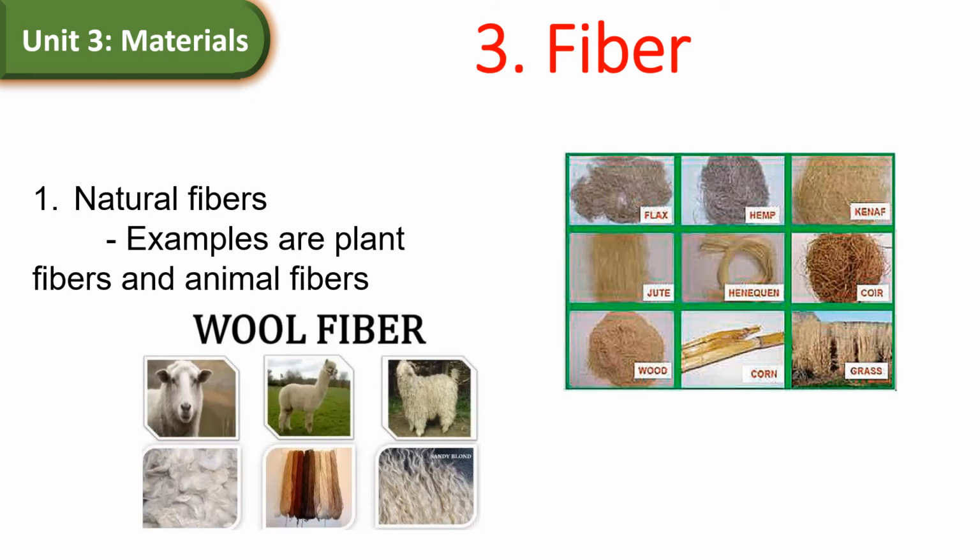And then finally, the third use of your polymer is your fiber. Fiber comes in two types: natural and synthetic. Let's begin first with natural fiber, meaning you can find it in living organisms. It can be plant fiber and wool fibers. These pictures are examples of plant fibers, and these are examples of animal fibers.